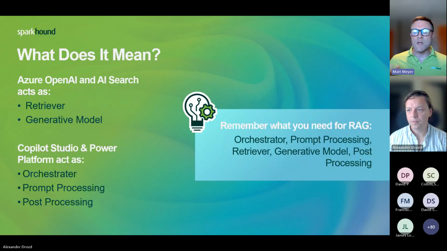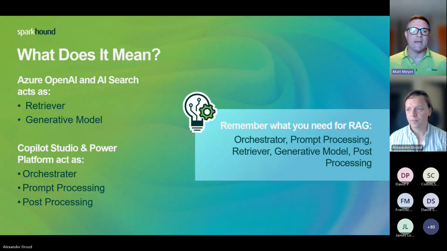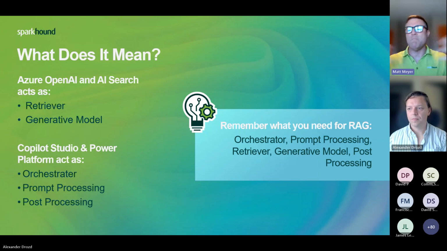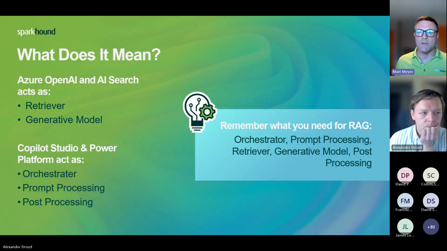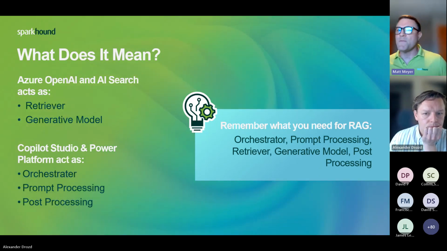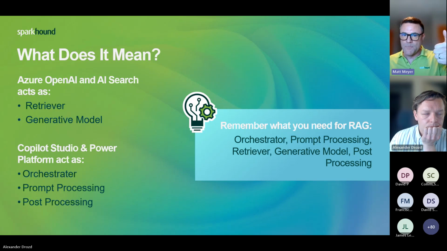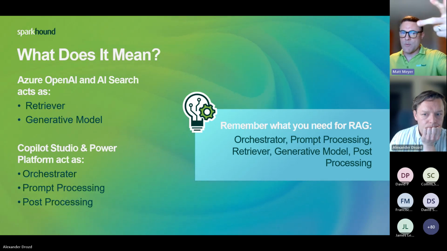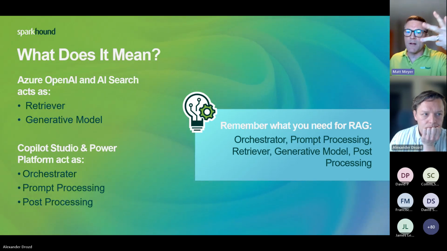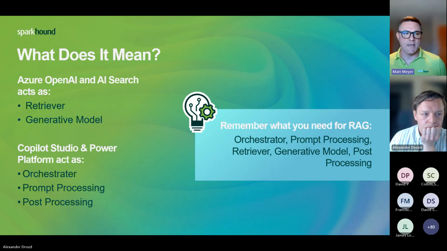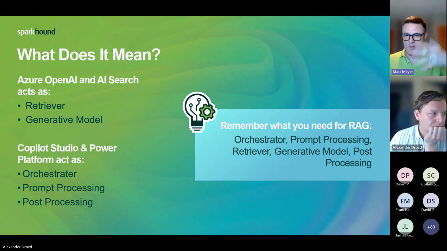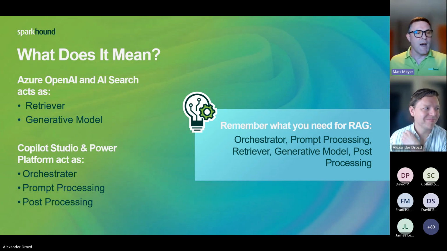So when you are using OpenAI, essentially, what does that mean? What does that mean for our application? Remember what we needed for RAG. We need an orchestrator, we need prompt processing, we need a retriever, we need that generative model, and we need some sort of post-processing.